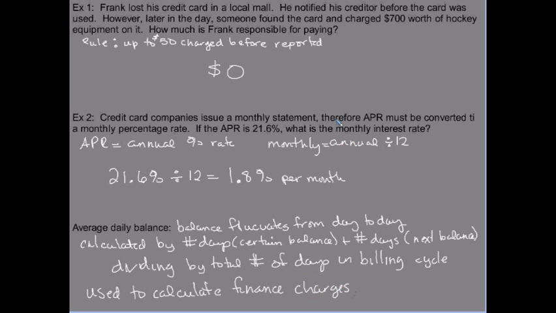Okay, so we'll talk about how to calculate that, but know that your average daily balance is the balance used to calculate the finance charges, and it's multiplied by that 1.8% per month. This is the MPR, the monthly periodic rate.